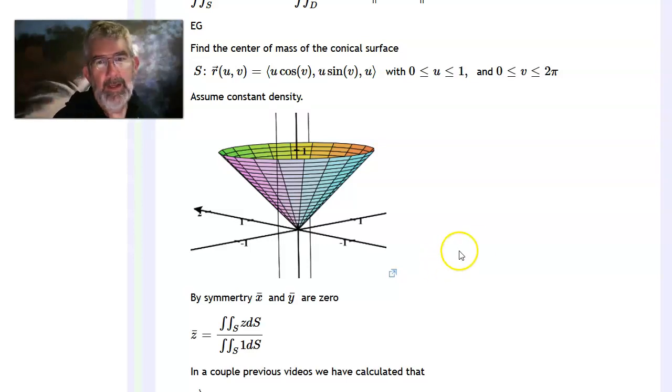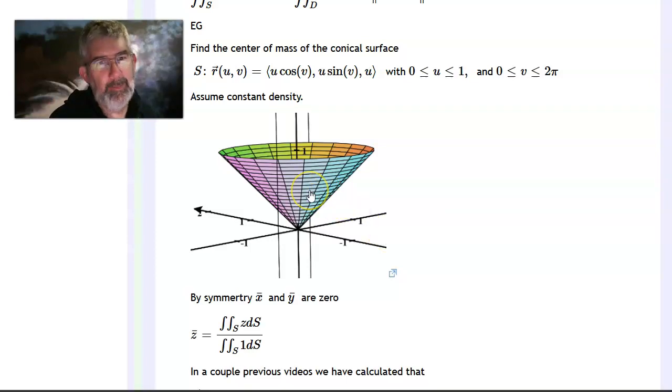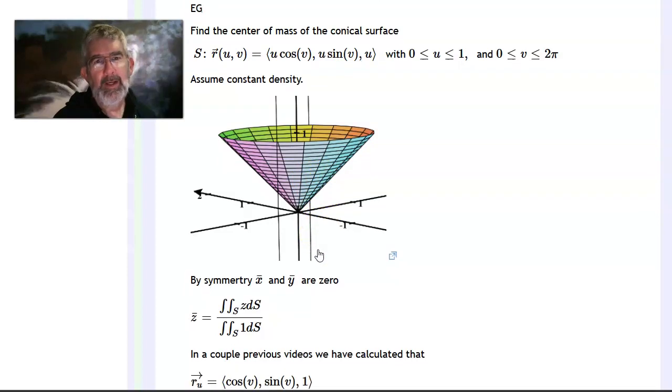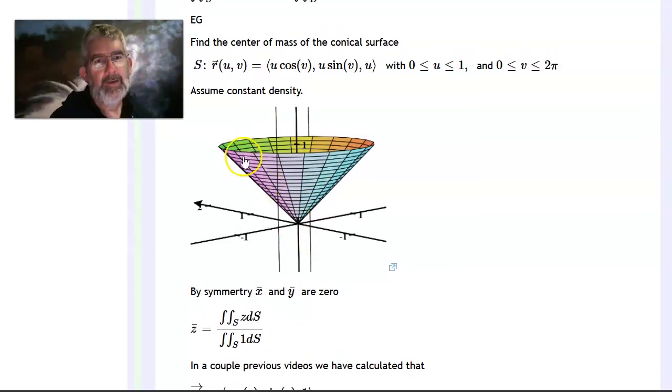So this is not the pipe fitting, but I'm just doing a center of mass of this surface to show you what type of integral would have to be used. Okay, so it's an example of a surface integral of a scalar function at the same time as being an application.